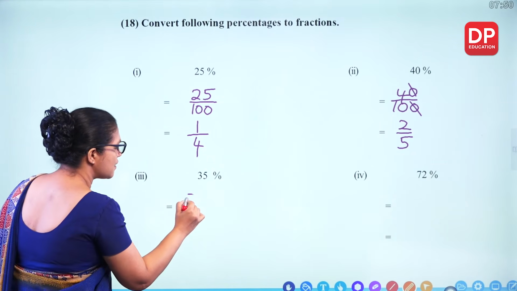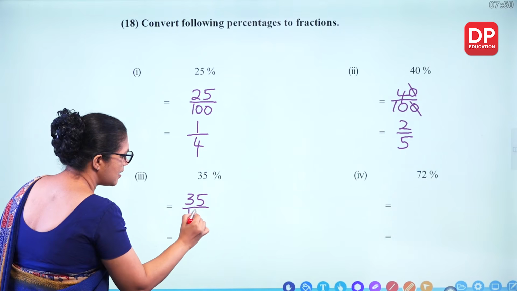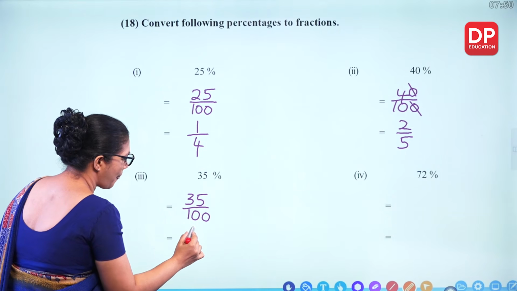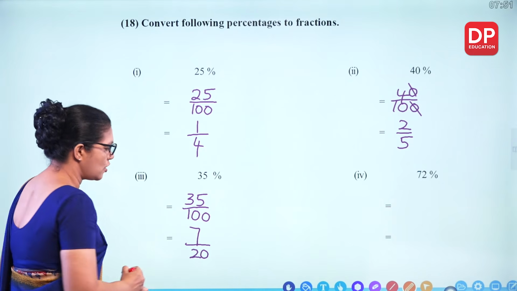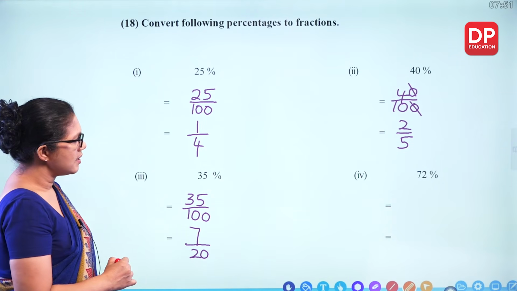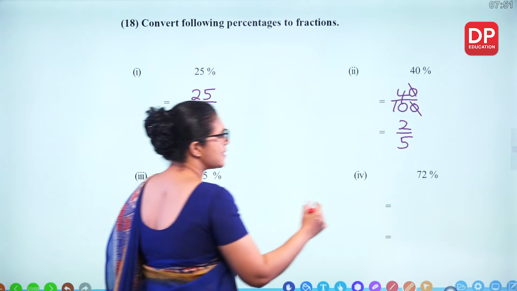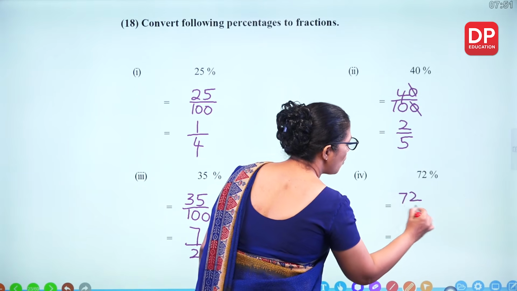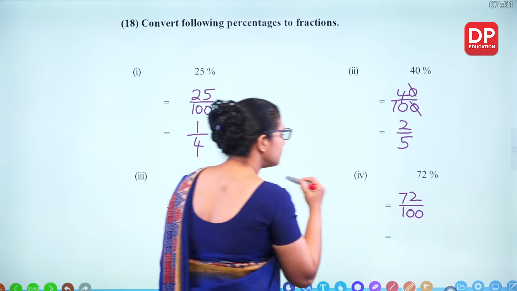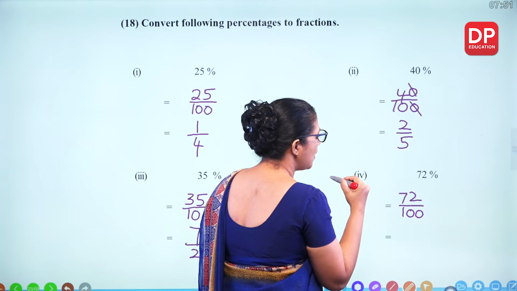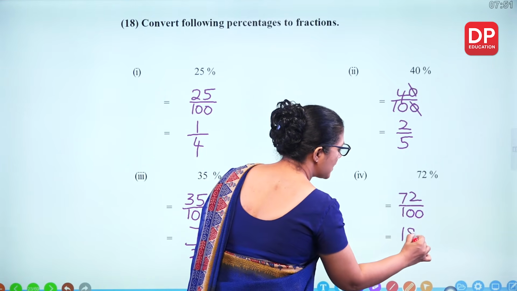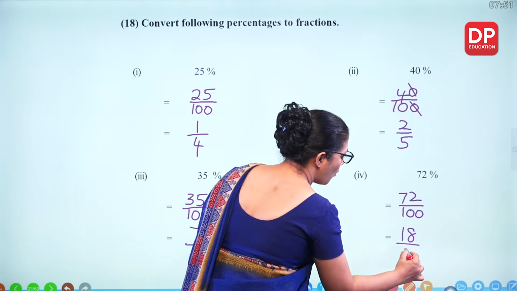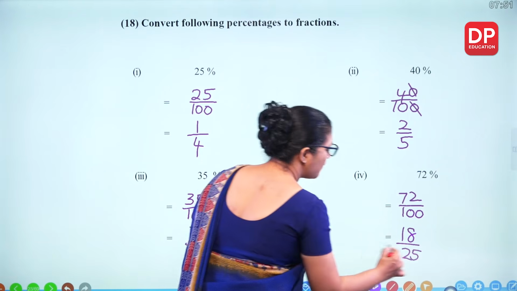35%. 35 over 100. Divide by 5. 7 and 5 times 20. 7 over 20. 72% as a fraction. 72 over 100. Divide by 4. 4 times 1, 4. 32, that's 18. 18 over 25.